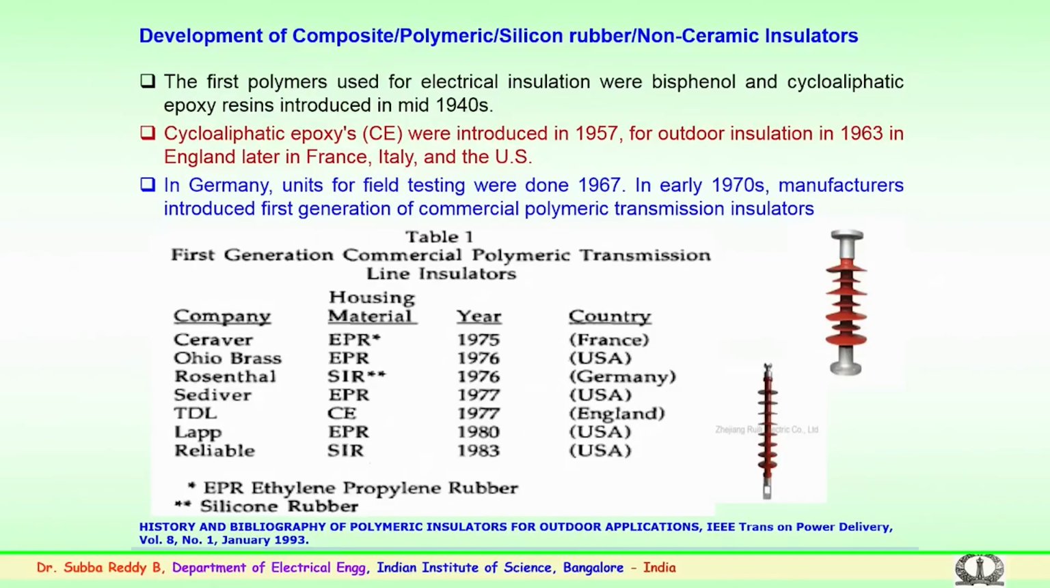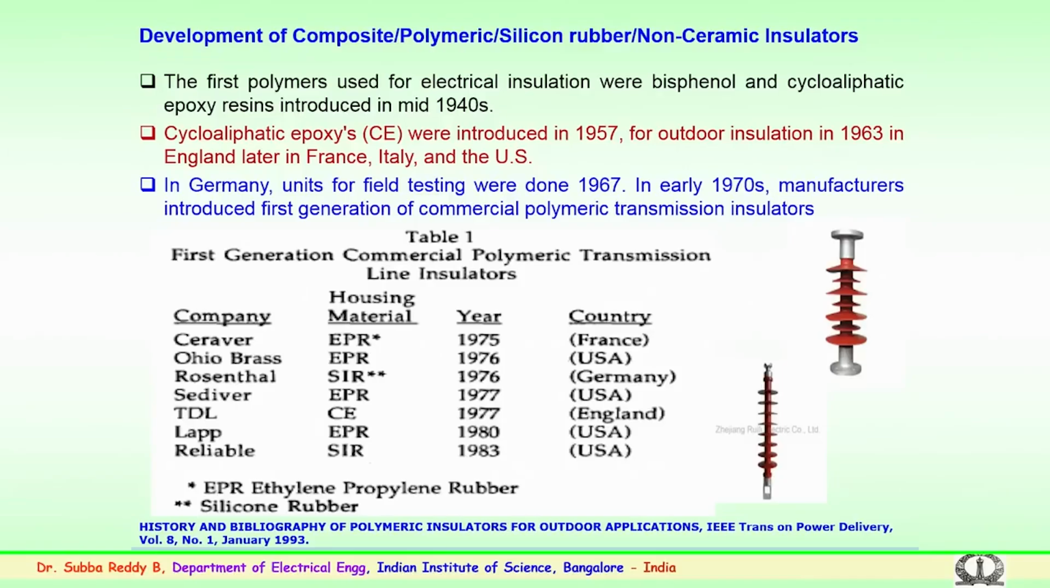So, a lot of research activity has gone into this. There are several advantages for going in for this insulation. In Germany, these units were initially tested in the field during the late 60s and early 70s. So, initially the manufacturers introduced the first generation commercial polymeric transmission insulators way back in the 1970s, which are known as the first generation commercially available polymeric transmission line insulators, used for both transmission and distribution.